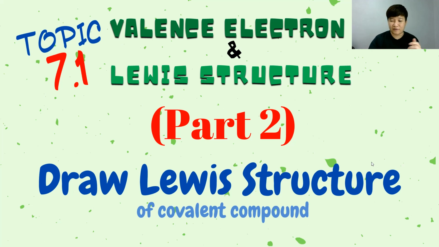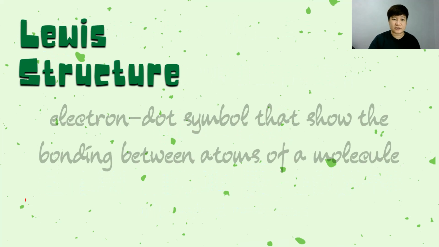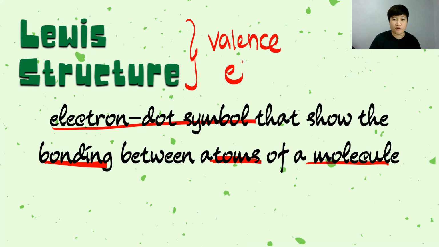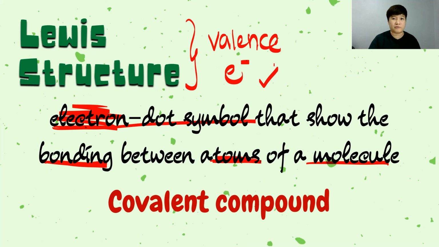Alright? Lewis structure is actually electron dot symbol that shows the bonding between the atoms of a molecule. So that is the Lewis structure that we are going to draw. And we know that in the previous video, your Lewis structure will have a very close relation with your valence electron. So the electron dot symbol that we are going to draw will also depend on the valence electron that we have. And for this video, I want to remind you again, we will be only drawing for covalent compound.